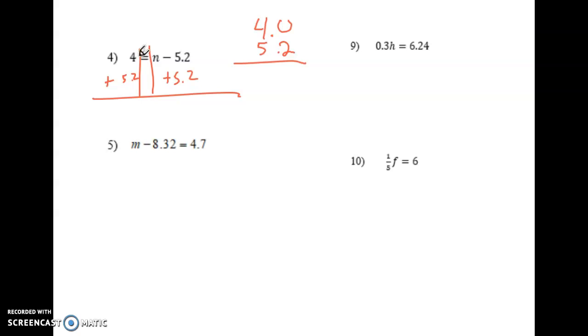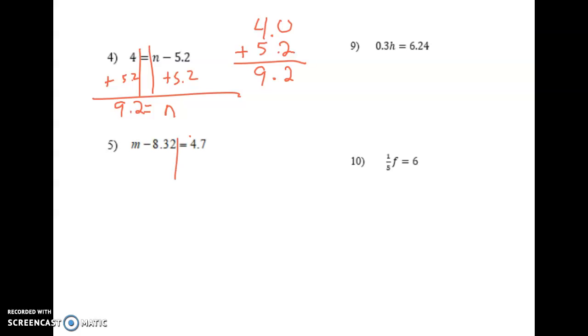5 and 2/10. Remember, when you add decimals, you line up the decimals. So when I do the 4 plus 5 and 2/10, decimal goes straight down. 2 plus 0 is 2. 5 plus 4 is 9. The 5 and 2/10 becomes a 0 pair, so I'm left with n equals 4 plus 5 and 2/10 gives me 9 and 2/10. And if you subtract, 9 and 2/10 minus 5 and 2/10 should give you 4.